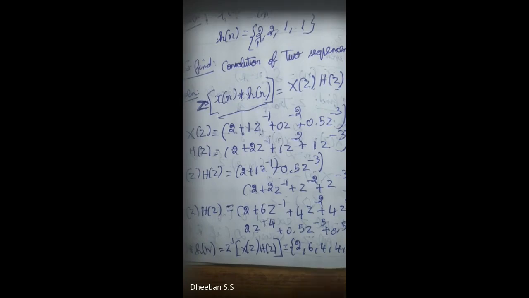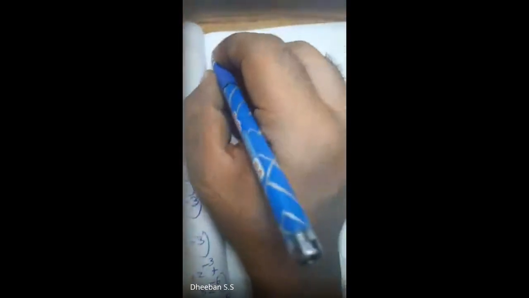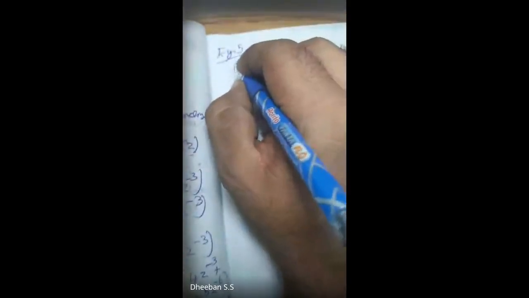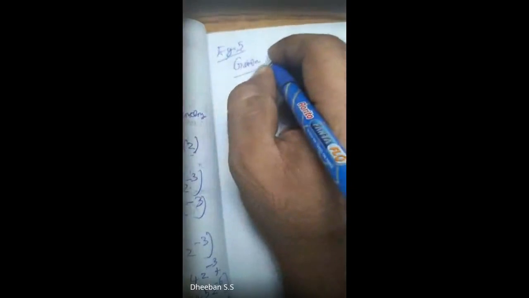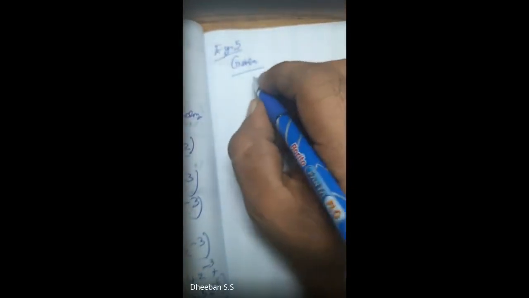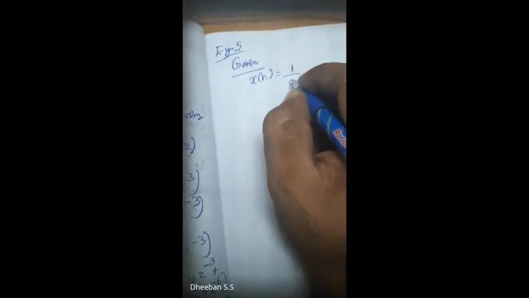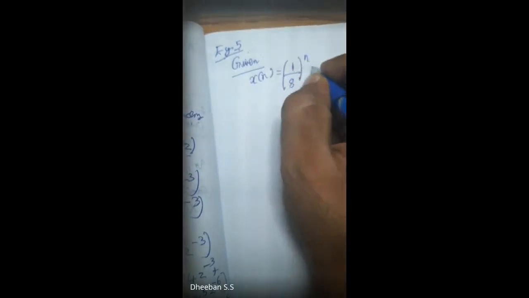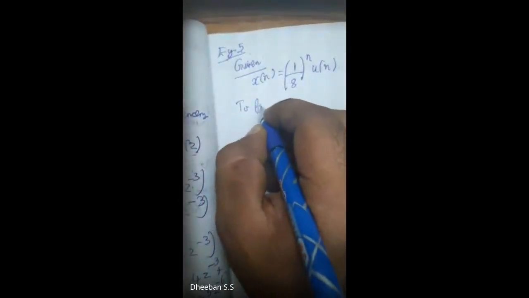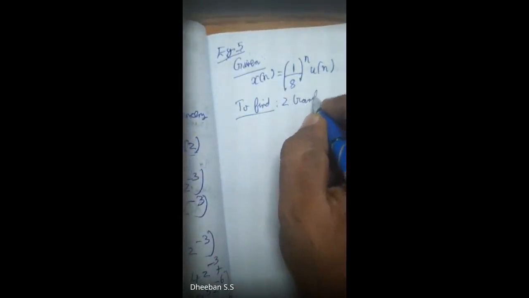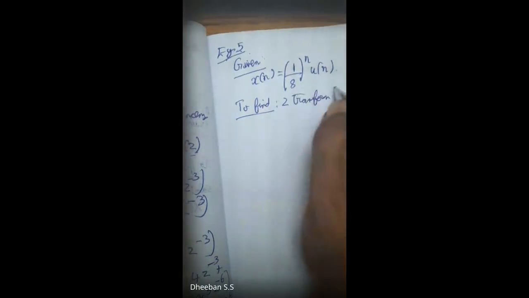The next problem, example 5. The given signal is x of n equals 1 by 8 whole power n u of n. You have to find the z transform. If they are asking to find the z transform, it means you have to find it with your ROC.